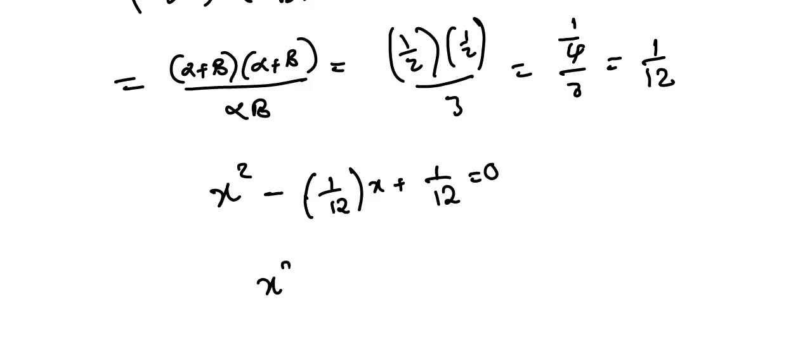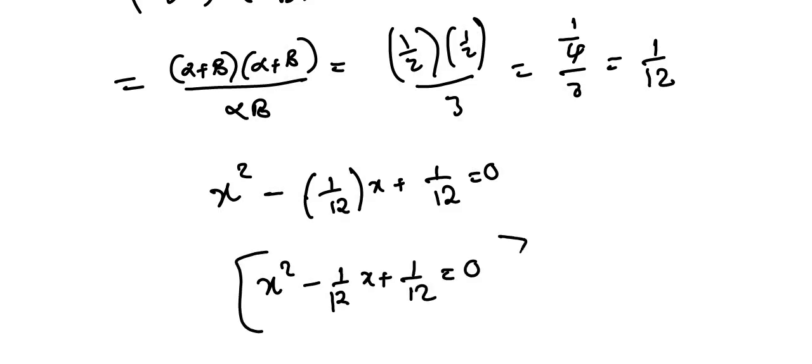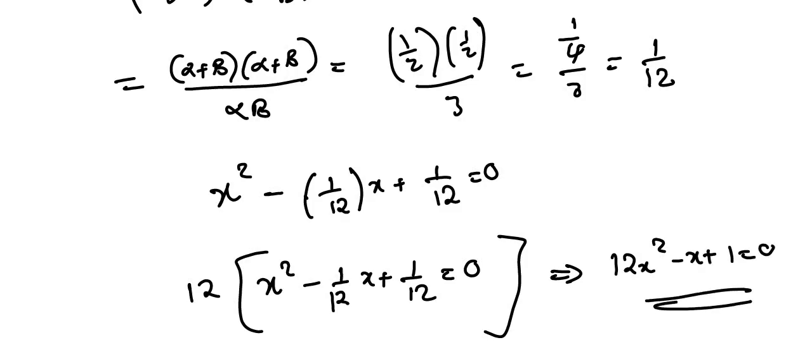So this is 1 over 12 is equal to 0. We can multiply throughout by 12. Then this becomes 12x squared, then minus x, then plus 1 is equal to 0. This is what you get.